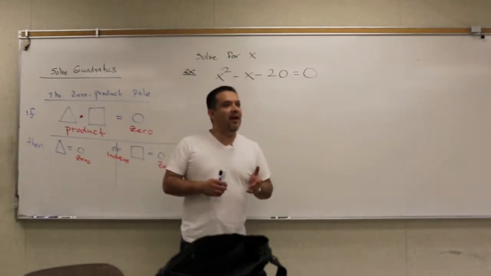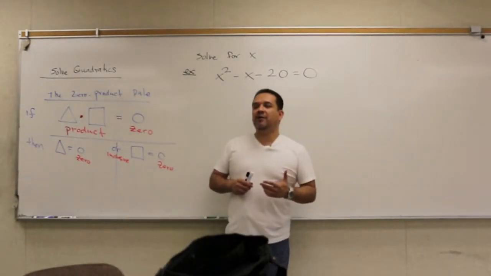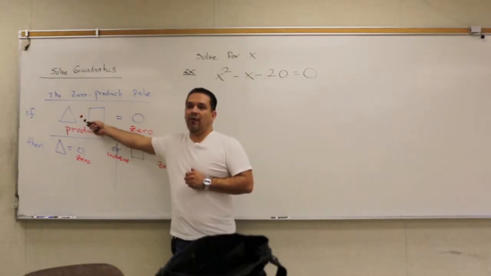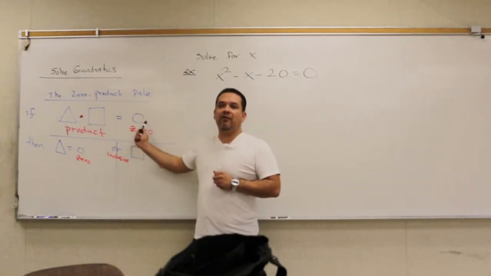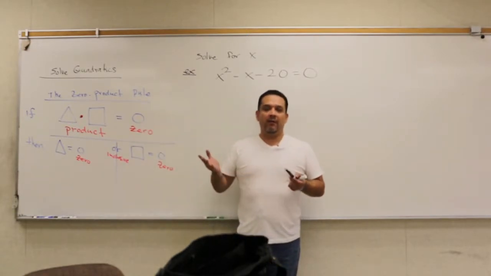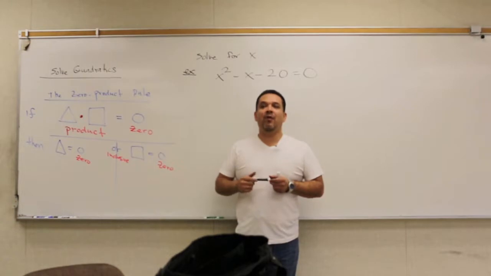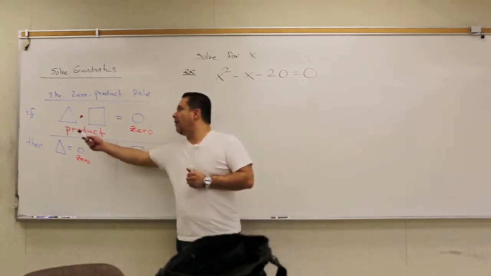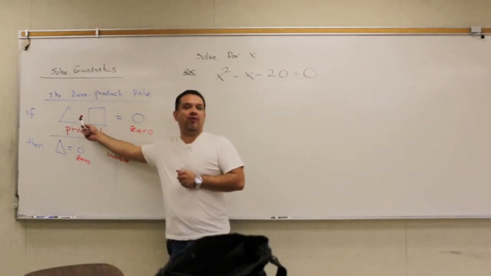Well, I'll say it again. If you multiply two numbers together and the answer is 0, what does it mean about those numbers? Yeah, you can say one of them is 0, or even better, at least one is 0. What do you mean at least one? Well, one is 0, you don't know which one, or maybe both are 0.